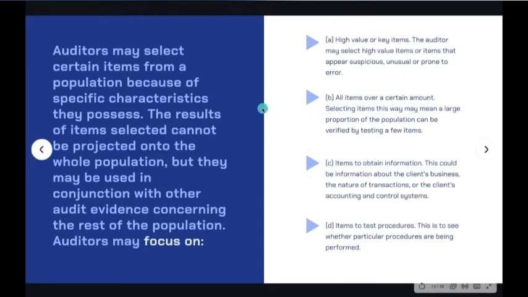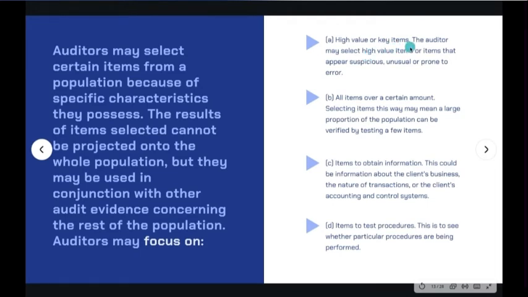So here we can say that auditors may select certain items from a population because of specific characteristics they possess. The results of items selected cannot be projected onto the whole population, but they may be used in conjunction with other audit evidence concerning the rest of the population. And here auditors should focus on high value or key items.